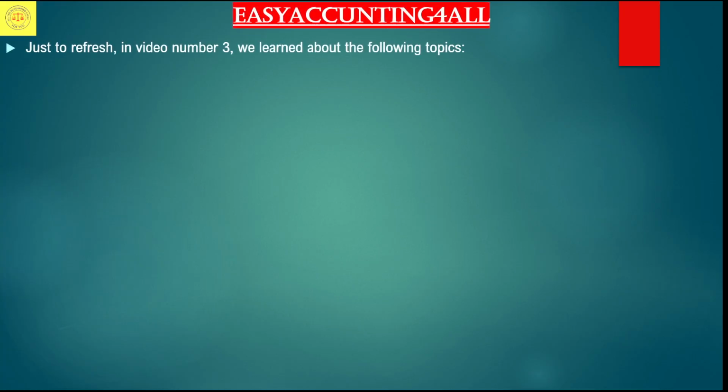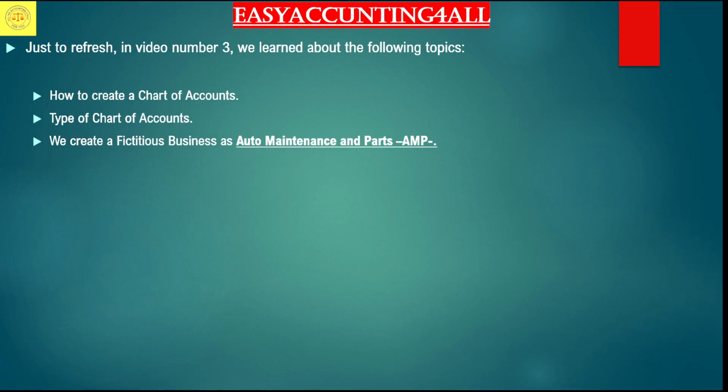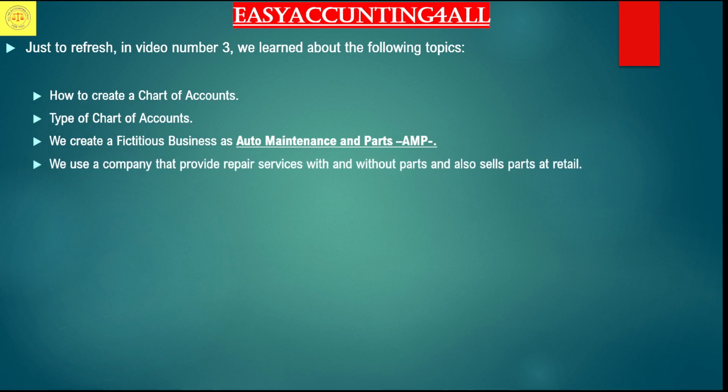So let's do this. But before that, just to refresh, in video number 3 we learned about the following topics: how to create a chart of accounts and the types of chart of accounts. We created a fictitious business, A Maintenance and Parts, AMP. We use a company that provides repair services with and without parts and also sells parts at retail. We created transactions for the month of August.